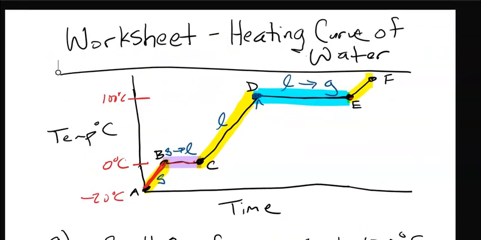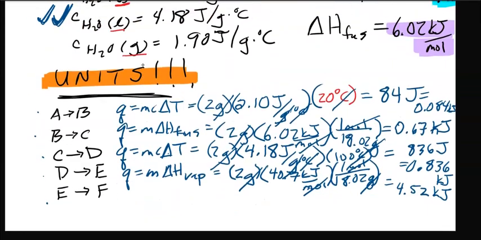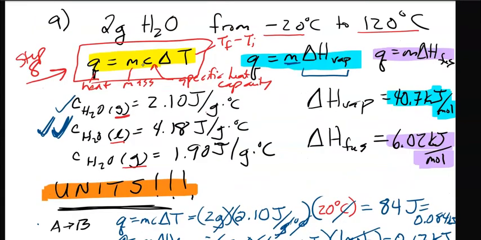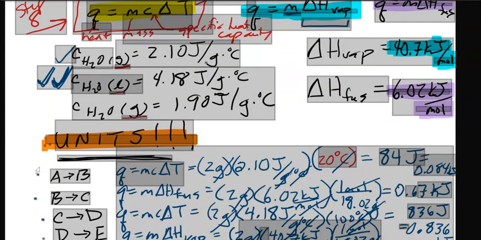Last step. Now we're at steps E through F. Your substance has completely vaporized. It's already a gas at that point, and the temperature just creeps up and up. So once again, I'm going to use the one where the temperature is changing. That's Q equals MC delta T. That's our yellow equation. Okay? So let's scroll on down.